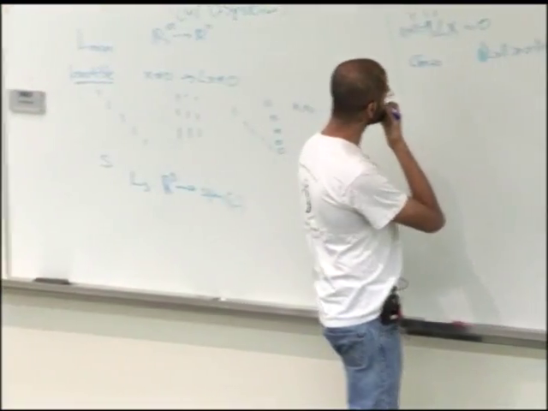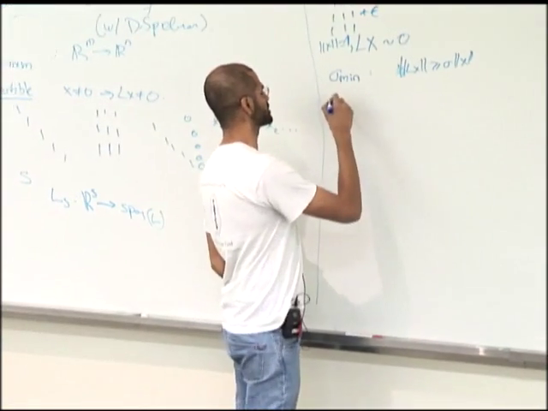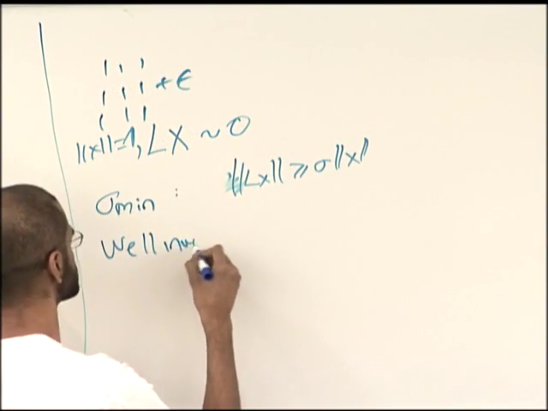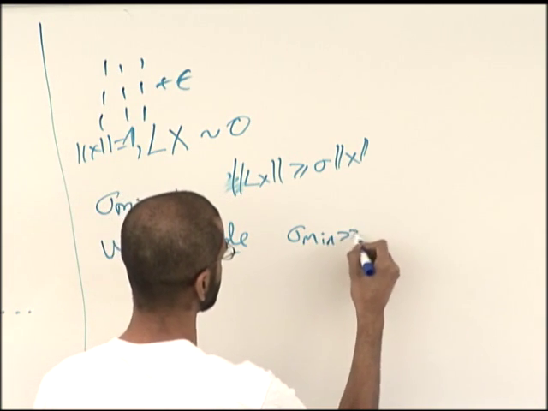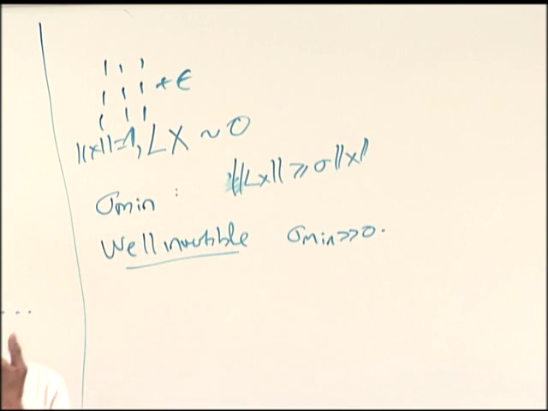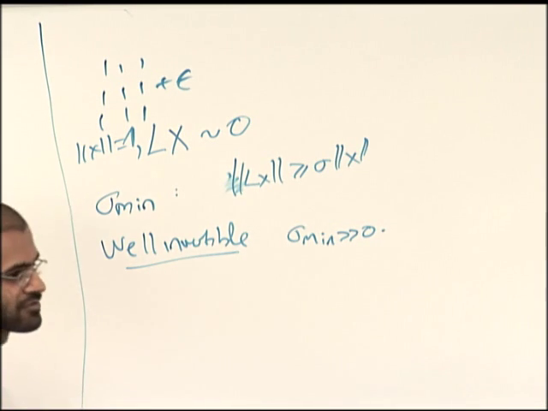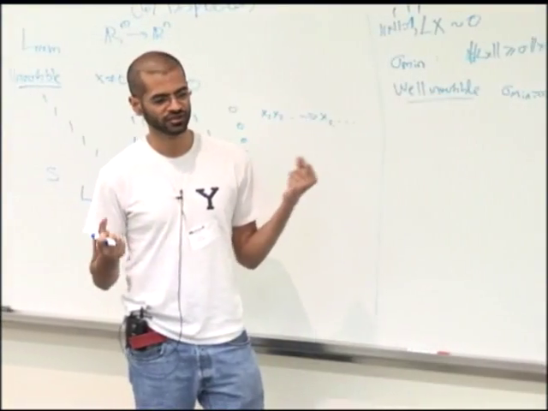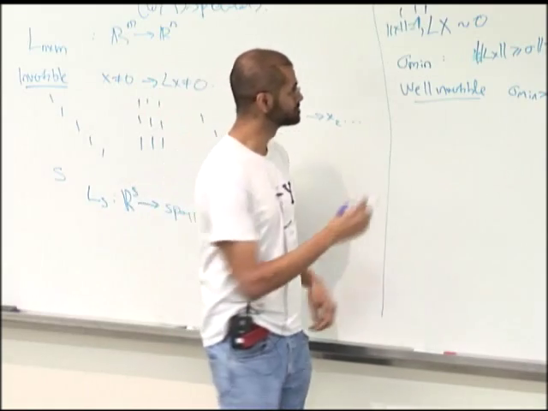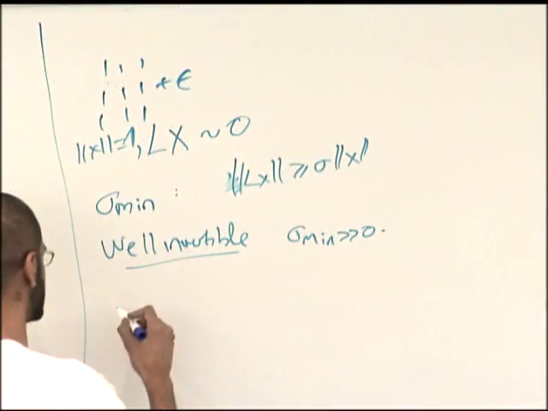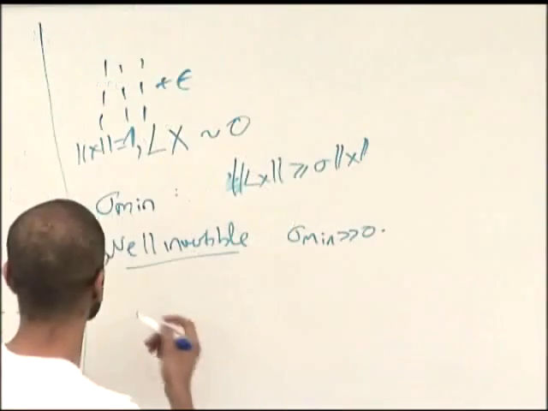I'm going to call a matrix well invertible if sigma min is bounded away from 0 by some constant. And it's not true that every matrix has a column restriction of size equal to its rank which is well invertible. This example shows it. But let's introduce a more robust notion of rank and see if we can derive the analogous statement.